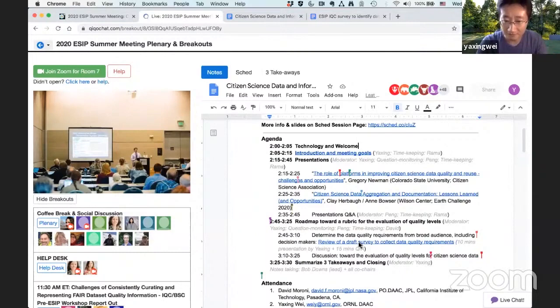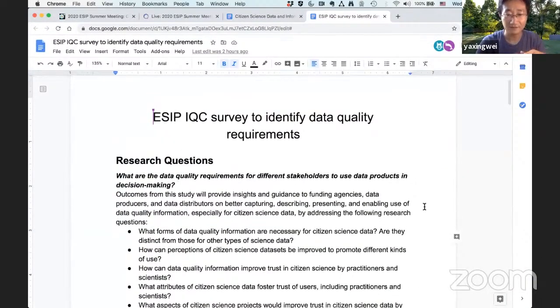So in the Google Doc, you see the review of a draft survey to collect the data quality requirements is hyperlinked. You can click on that and you will open a new Google Doc, which is this one. I hope you all can see this draft survey Google Doc displayed on my screen. So first I want to start with the research questions. Why we want to develop this survey and what's the purpose.